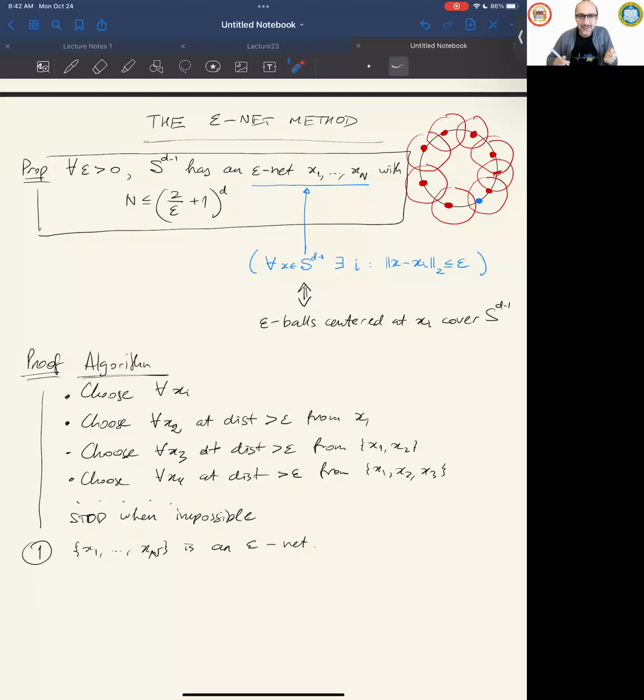It's just by the stopping criterion: the criterion is when you can't find anybody farther, anybody epsilon far from the constructed points. And if you can't find anybody, then of course everybody is within epsilon. That's it. So if you just think about the stopping criterion here, you will see that these points form an epsilon net.